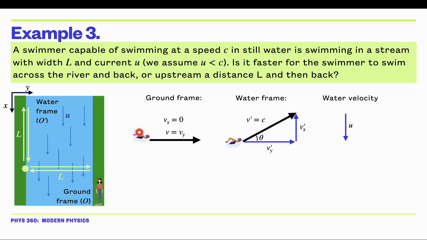Now, if that's true of the ground frame, what they have to be doing in the water is fighting the current so that they don't get pulled downstream. So in the frame of the water that the swimmer is swimming in, this Vx prime has got to be a negative component pointing upstream, because basically this vector plus the water velocity vector, the sum of these two, has to add up to this vector that's straight across the river.